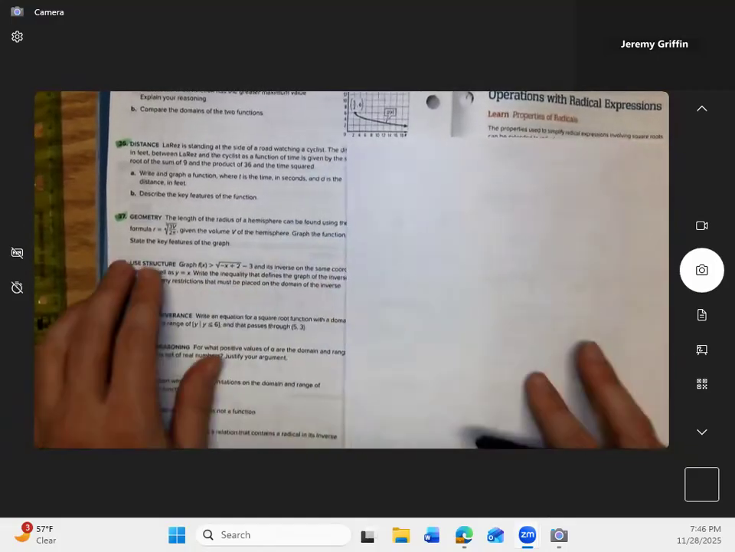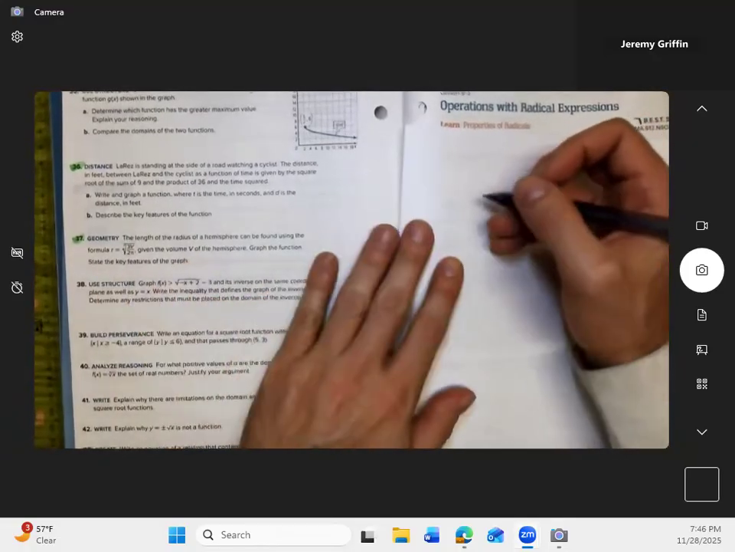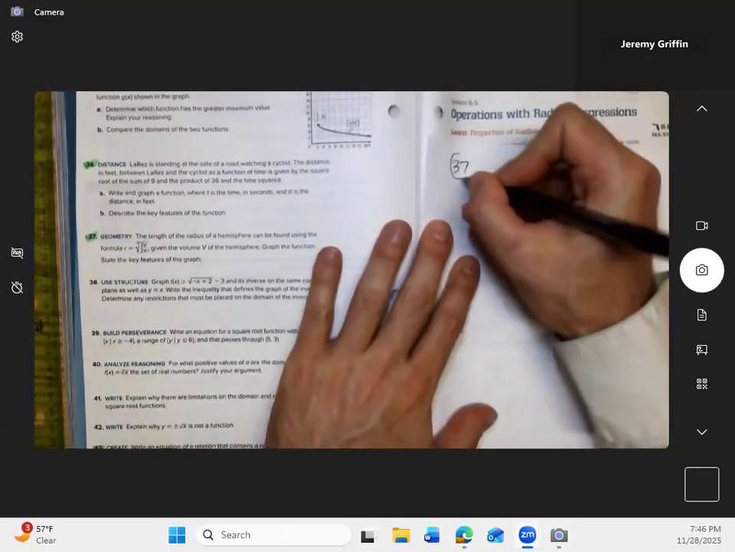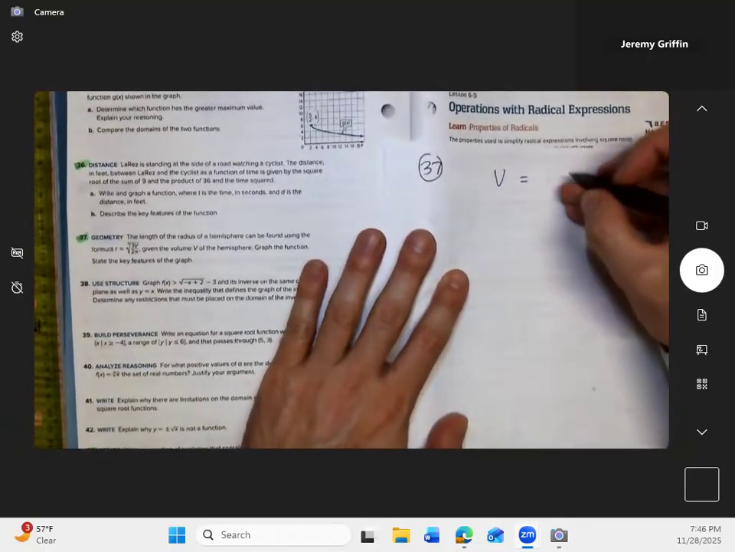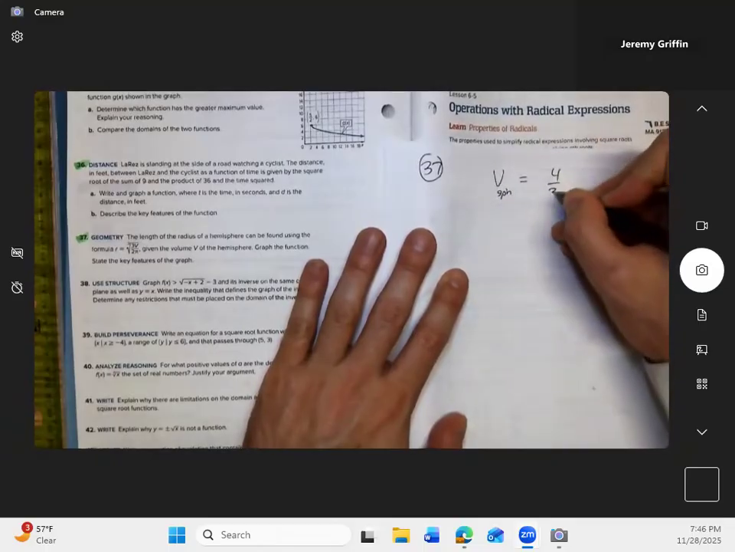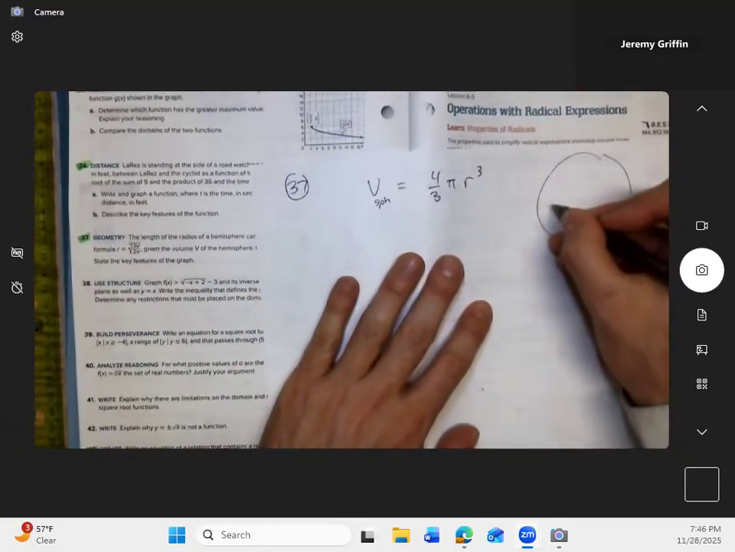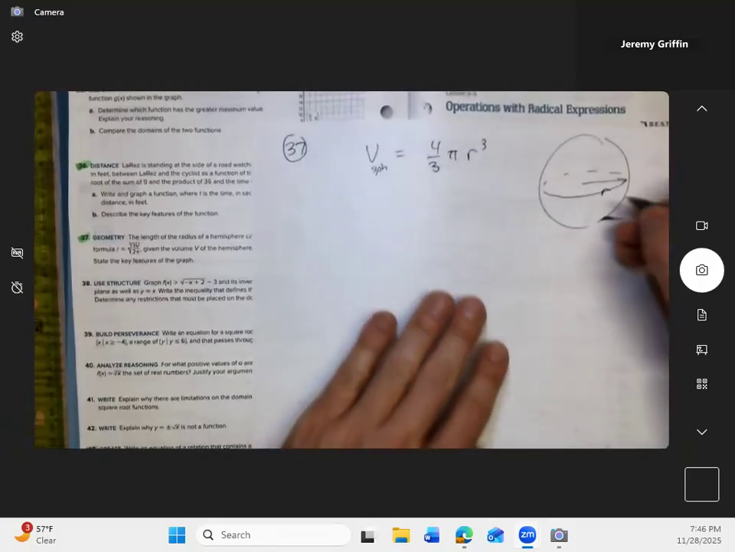37. Geometry, the length and radius of a hemisphere can be found using this expression in terms of volume. Yeah, here's a good formula to know. Here, I'm just giving this as bonus. Volume of a sphere could be 4/3 pi radius cubed. So if you have a little picture, like the equator, some radius r. Okay, so got all that going on.